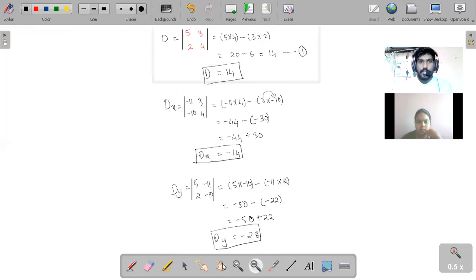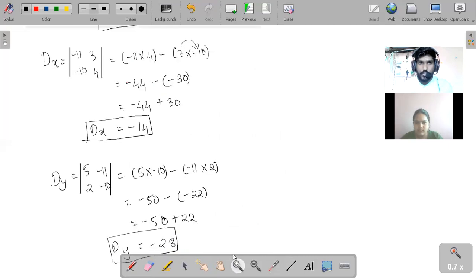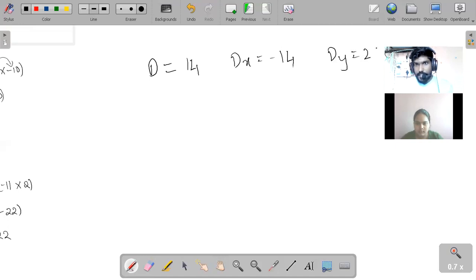Now, if you note, we have found out three things. We have found out D, that is 14, dx, that is minus 14, and dy, that is minus 28. Now, we still have to find out the values of x and y. We are not finished with the sum yet. So, I'll just write here again. D we got to be 14. Dx we got it to be minus 14. And dy we got it to be minus 28.